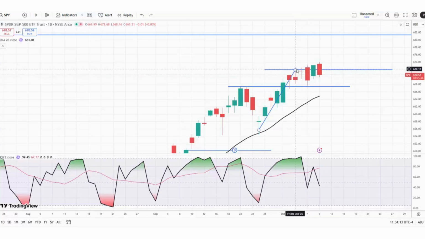And you can see it hit that, it got rejected, came up again, got rejected, came up again, and got rejected. It finally did get through or closed above that level yesterday, which was Wednesday. But you can see here today we're giving pretty much all of yesterday's gains back here.